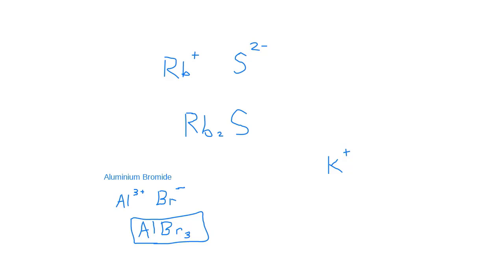And then selenide is selenium, that's Se. What's the charge of selenide? 2 plus. Mm-hmm, 2 plus. Yep, you got it. Okay, so this will be K2Se. Yep, K2Se. Is that correct? That's correct, very good. You got it. You're on a roll.